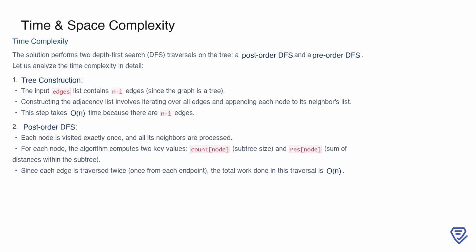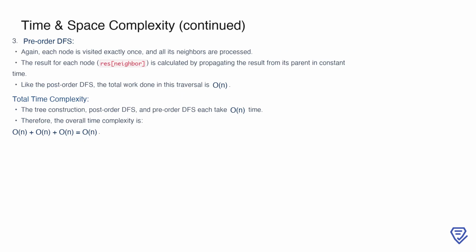Next, during the post-order DFS, each node is visited exactly once, and its neighbors are processed. For every node, the algorithm calculates 2 important values: the size of its subtree, stored in the count array, and the sum of distances within its subtree, stored in the res array. Since each edge in the tree is traversed twice, once from each endpoint, the total work done here is also O(n).